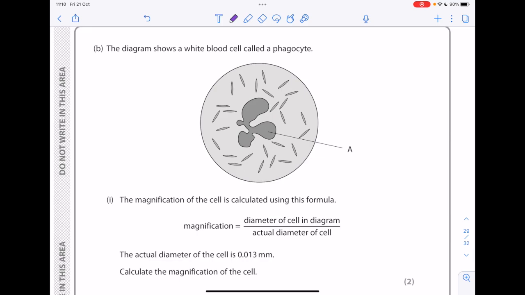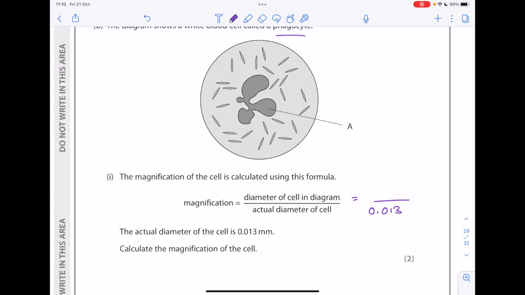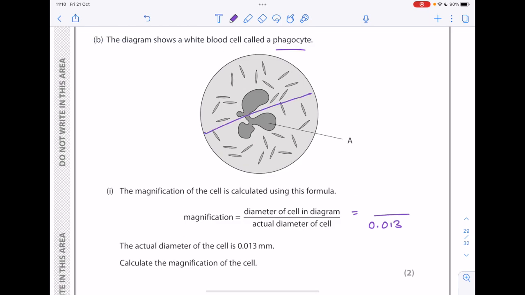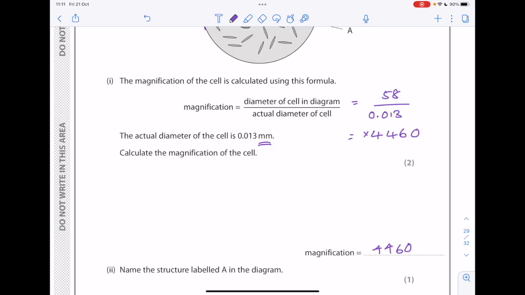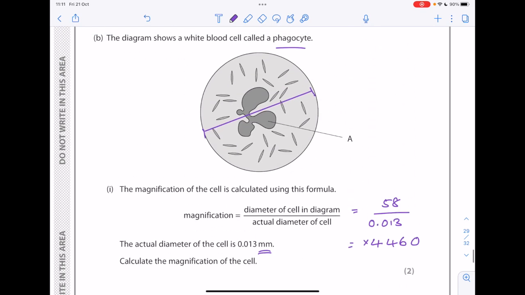The diagram shows a white blood cell called a phagocyte. The magnification of the cell is calculated using this formula. The actual diameter of the cell is 0.013 millimeters. Calculate the magnification of the cell. So you want to measure the diameter of this phagocyte. Make sure you use your ruler and you measure it in millimeters. So that becomes 58 millimeters. It's so important that these units are the same. And then do 58 divided by 0.013, and your magnification is times 4,460.